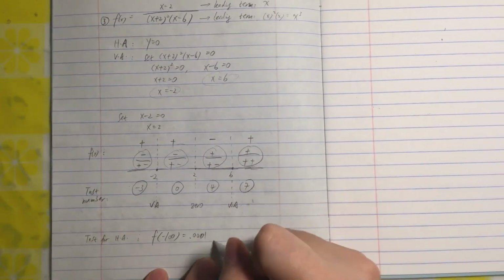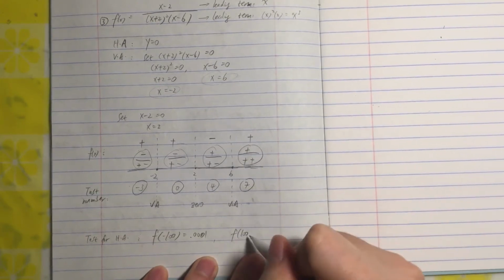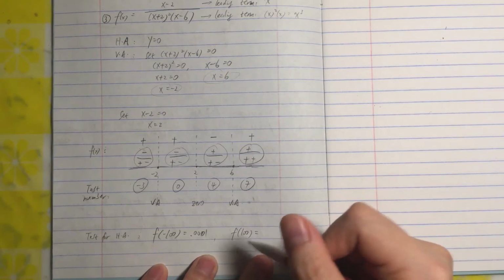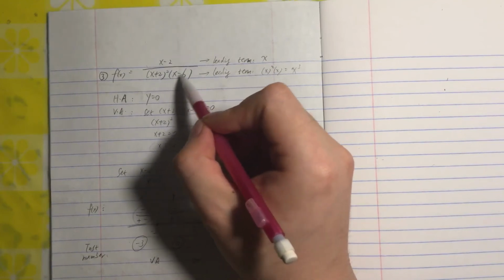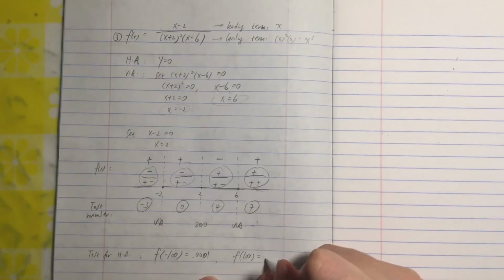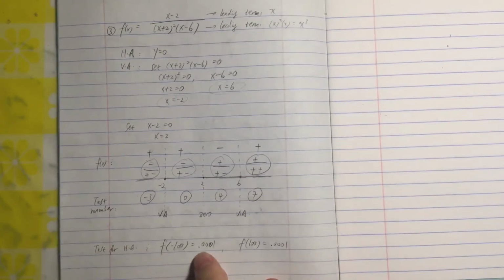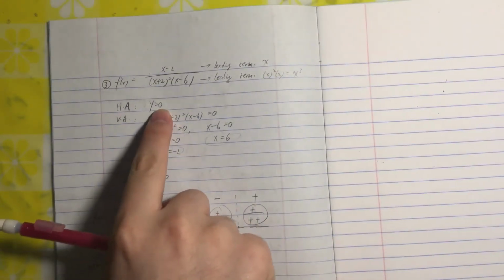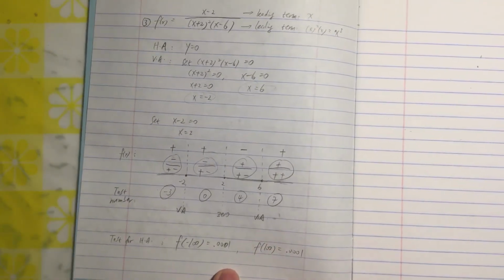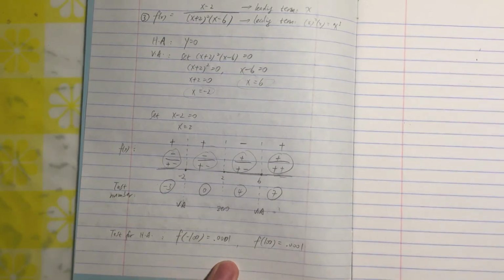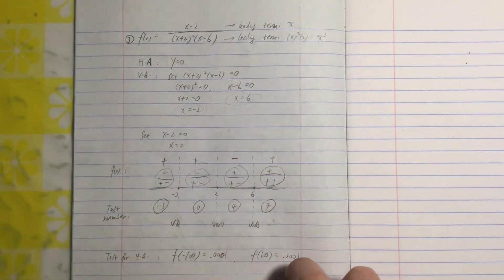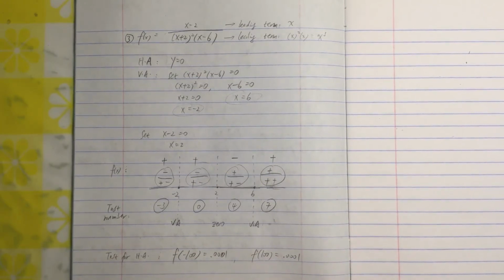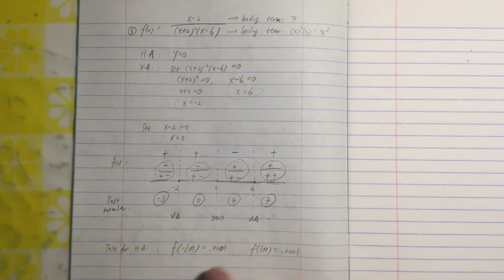Next, let's plug in some very, very large positive number. If I plug in positive 100, I get 100 minus 2 over 100 plus 2 squared times 100 minus 6. Using my calculator, I get 0.0001. Both numbers are a little above 0. So that means at the left end and right end, the curve will approach the horizontal asymptote from above, since they are both above 0.